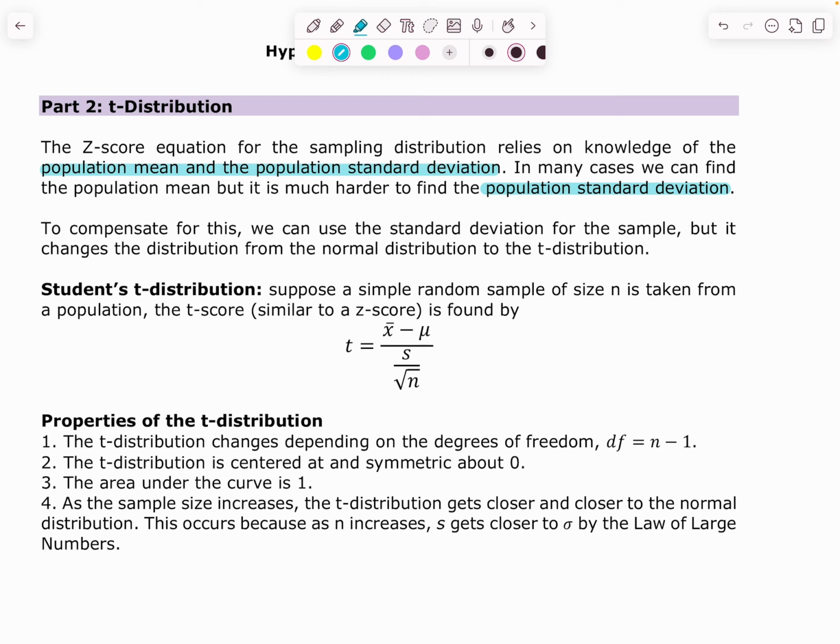So when that happens, which is most cases, we compensate by using the standard deviation for the sample as our best guess for what the population standard deviation might be in that z-score equation. However, when we replace sigma with S, so we take sigma and we say, you know what, we don't know what that is, so we're going to use S instead, because this guy is just too hard to find. Maybe even impossible.